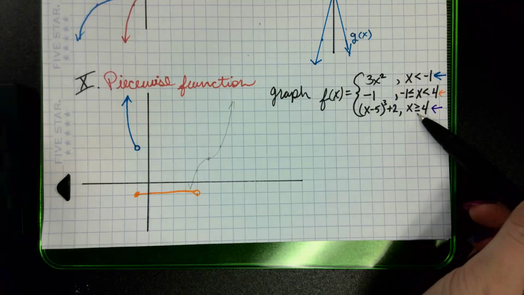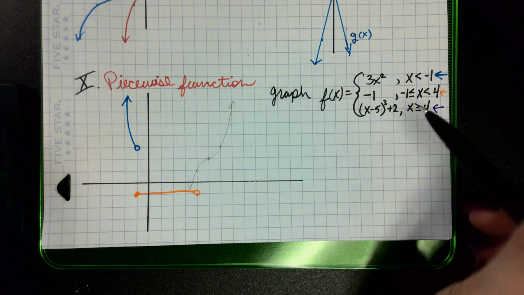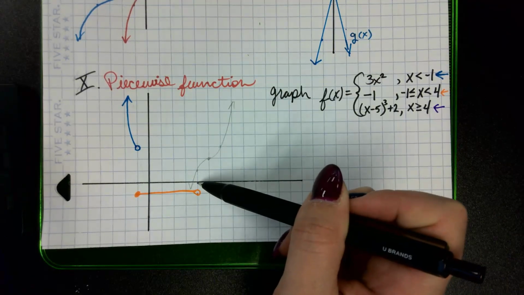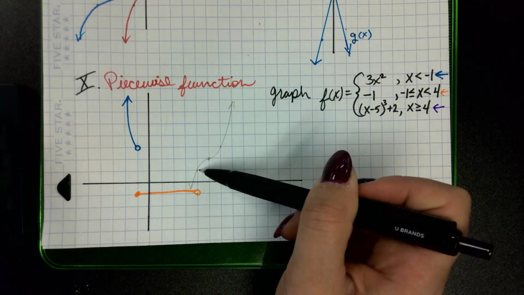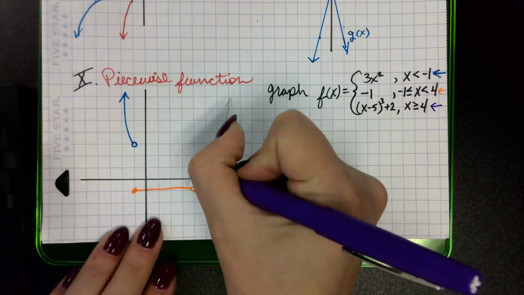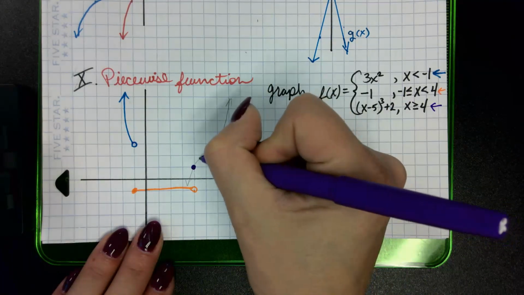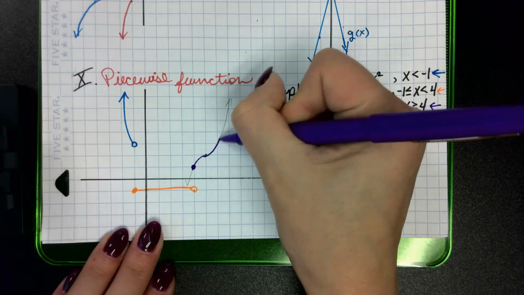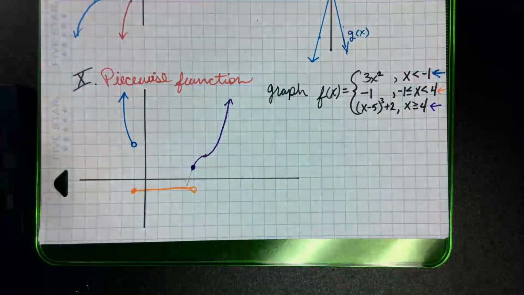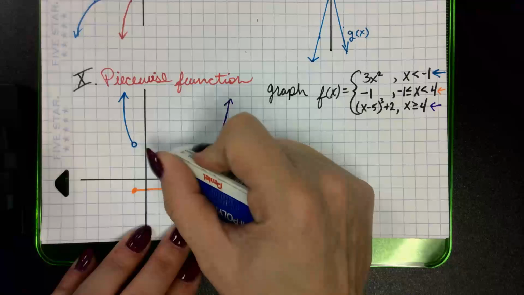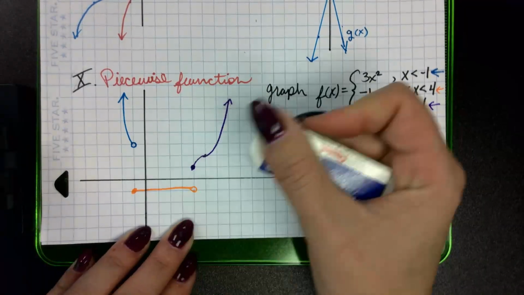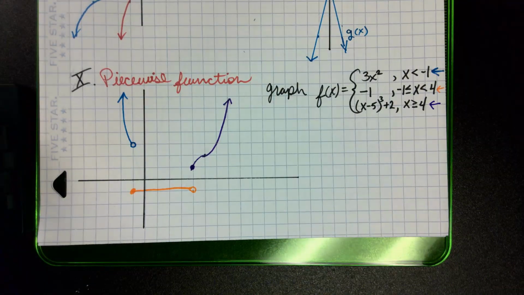But I'm only concerned about x's greater than or equal to 4. 1, 2, 3, 4. It's this line. So that dot right there is going to be a solid dot. And then I like to include that start here. And I don't care about the rest of it. Right here. And that goes away. So there I have my piecewise function. So you graph each piece based on the interval the domain is telling you to graph it for.